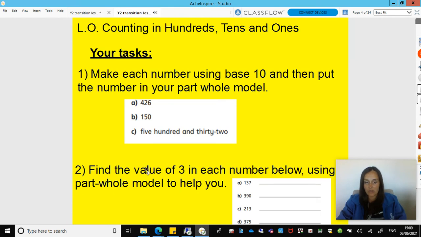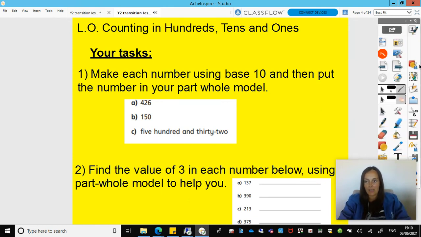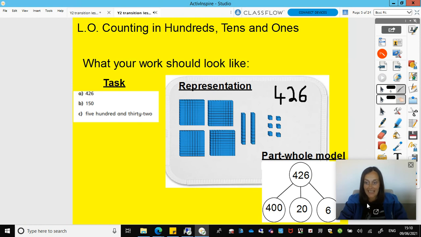And in this one you need to find the value of 3 in each number below, using the part-whole model to help you, okay? So if we take this one as an example, 137, we're going to make 137 and then see what column the 3 is in. What does the number 3 represent? Is it 100, is it a 10, or is it a 1? And you can show your teacher or your class friends that by using the resources to help you. Okay? So I know you're going to be fantastic at it.